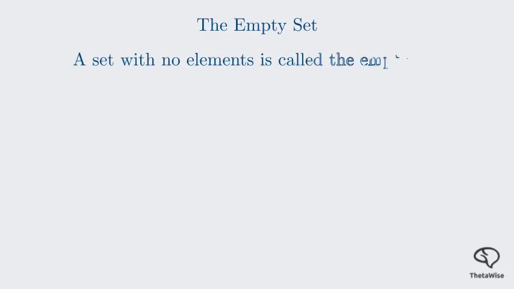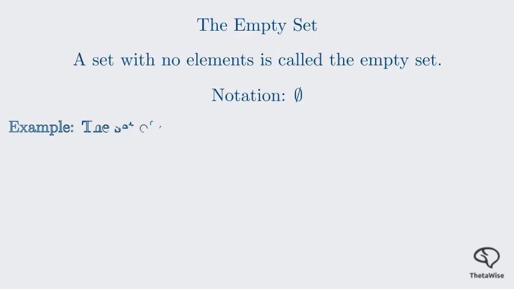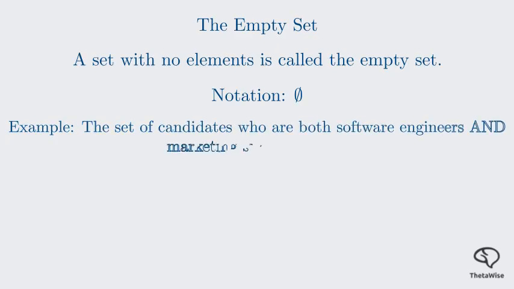Now let's talk about a special kind of set, the empty set. A set with no elements is called the empty set. It's denoted by the symbol you see on the screen, which looks like a 0 with a slash through it. Think of it this way. Imagine a company is looking for a candidate who is both a software engineer and a marketing specialist. It's highly unlikely they'll find someone with both skill sets. The set of candidates who are both software engineers and marketing specialists would be the empty set. It's a set that exists, but it contains no members.